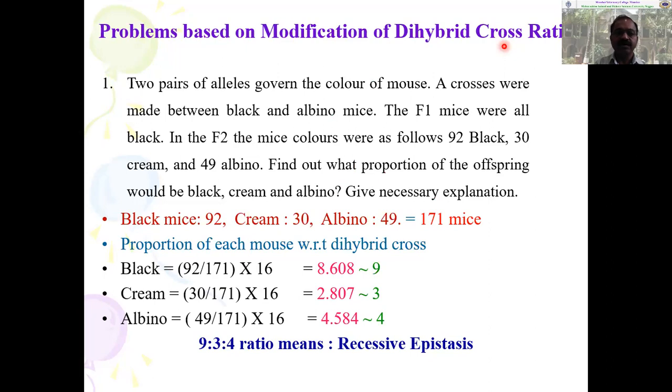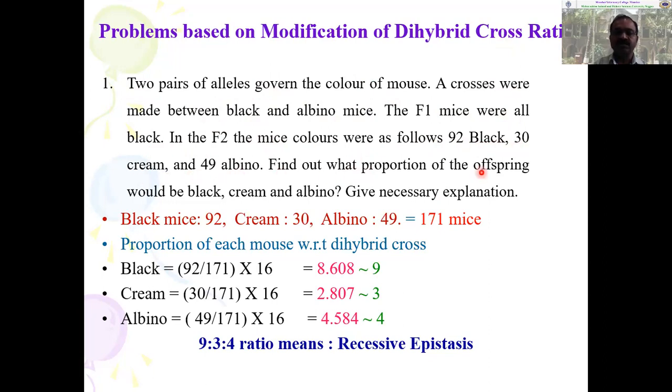Now let's see the first example. Here is the example. There are two pairs of alleles that govern the color in mouse. Crosses were made between black and albino mice. The F1 mice were all black. In F2, the mice colors were as follows: 92 black, 30 cream, and 49 albinos.